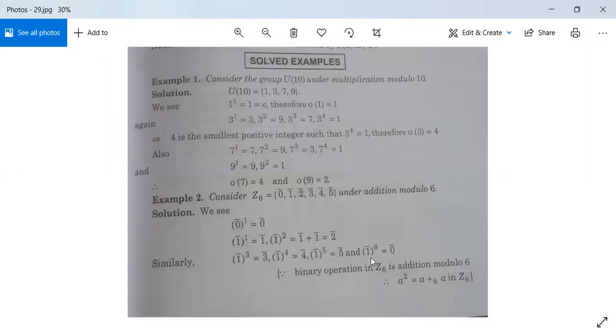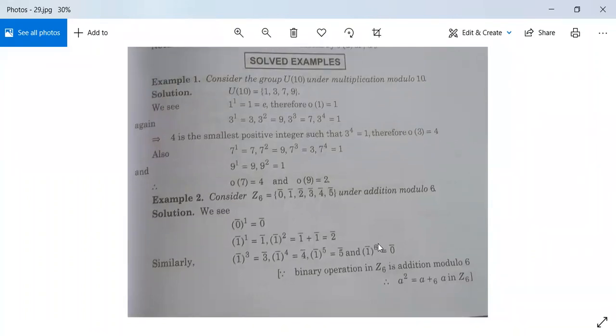एक और एग्जांपल देखते हैं। कंसीडर Z6 is equal to 0 bar, 1 bar, 2 bar, 3 bar, 4 bar and 5 bar under addition modulo 6. देखिए 0 bar power 1 is your 0 bar, 1 bar power 1 is your 1 bar, 1 bar power 2 is 1 bar plus 1 bar means 2 bar, पावर 3 करेंगे 3 बार, पावर 4 करेंगे 4 बार और 5 करेंगे 5 बार एंड 1 बार पावर 6 करेंगे तो 6 बार। क्यों?